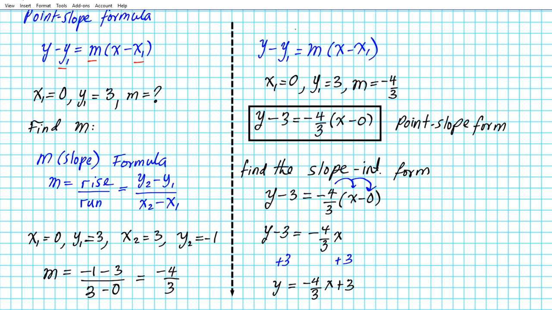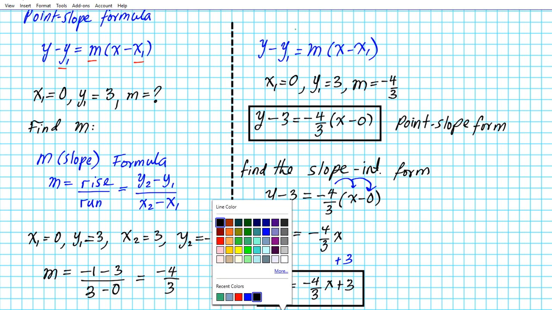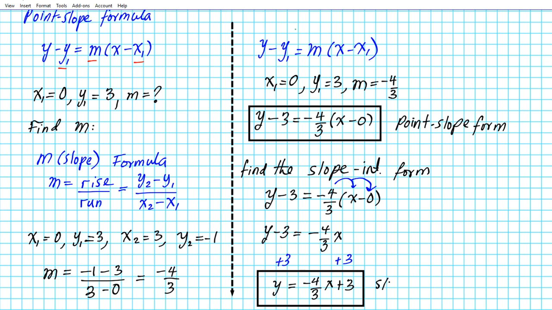And this, ladies and gentlemen, is the slope-intercept form of the equation of a line. Slope-intercept form is known as the y equals mx plus b form. So that, ladies and gentlemen, is how to write an equation of a line in point-slope form and slope-intercept form when you're given a pair of points.